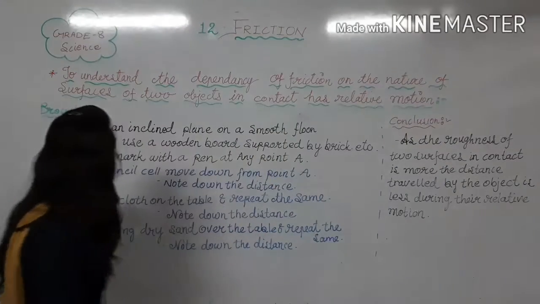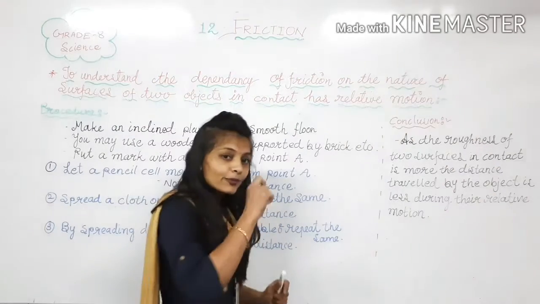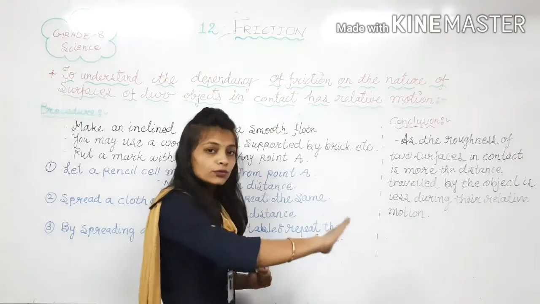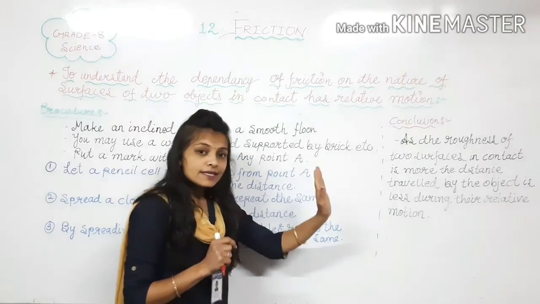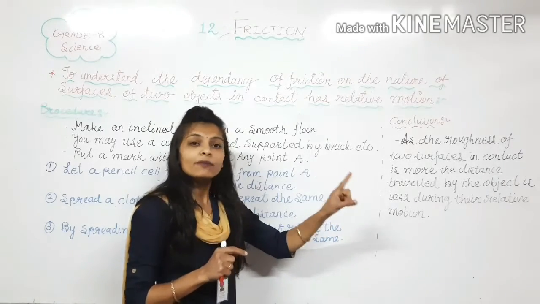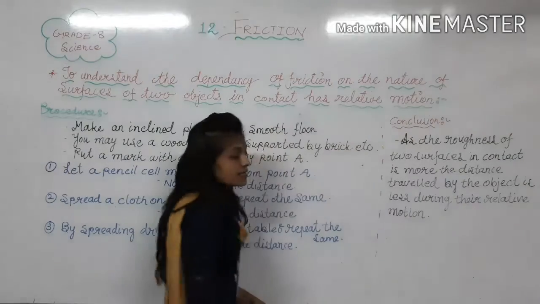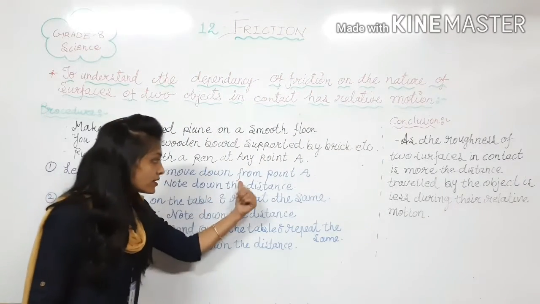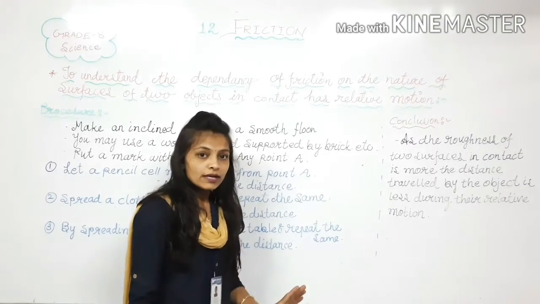First situation: let the cell move down from point A. From where you marked point A, from there you have to move the cell. See in the diagram also. Till the cell moves and comes to the rest position, at that time you have to note down the distance. How much distance has it covered? In the first situation there is nothing on the table. The surface is smooth only.